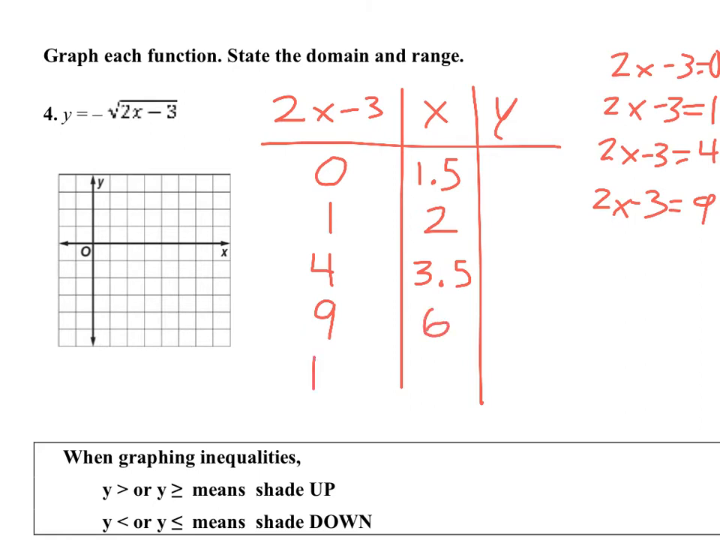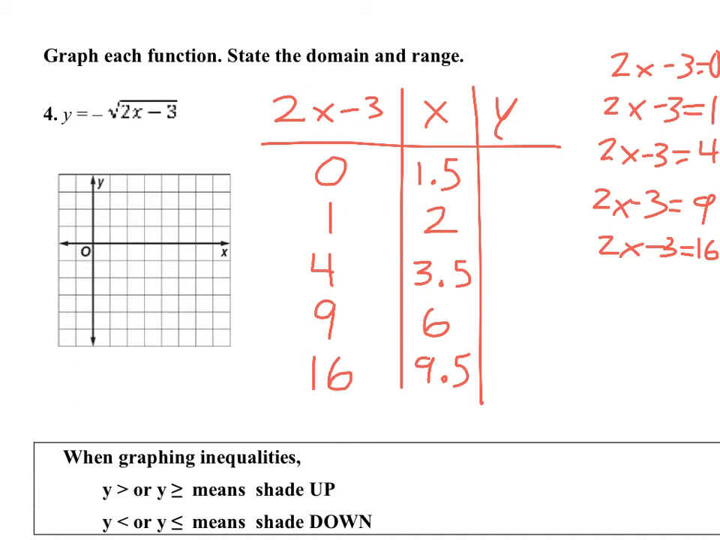And maybe let's try one more perfect square. The next perfect square after 9 is 16. If 2x minus 3 equaled 16, 2x would equal 19, and x would equal 9.5. Alright, doesn't look like that'll fit on our graph.